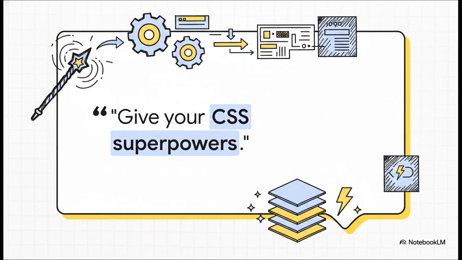And finally, we've got the classic approach, but with a major upgrade. Preprocessors like Sass basically give your normal CSS superpowers. They add features you'd expect in a programming language, things like variables, nesting, functions, which lets you write much more organized and maintainable style sheets, especially on big projects.